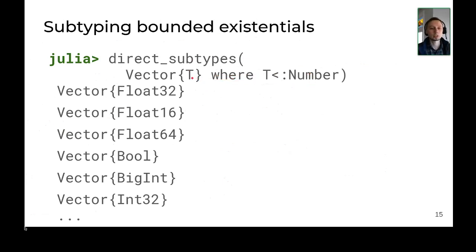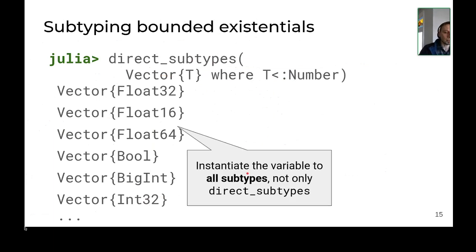So for example, if you call a function that declares this type as an input with a vector of ints, it will get called because vector of int is a subtype of this. Or vector of int32, for example, is a subtype of this existential type. So you'll notice you'll have to instantiate with all the possible subtypes of the upper bound here, the number. So T will have to enumerate all possible subtypes, not just the direct subtypes.